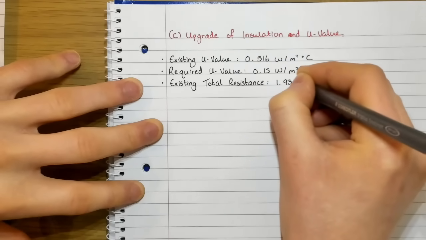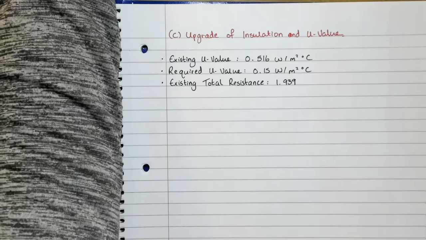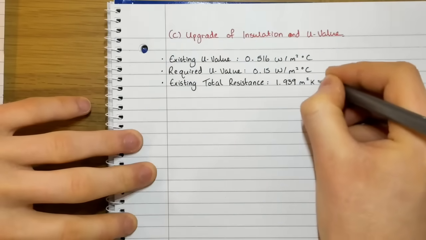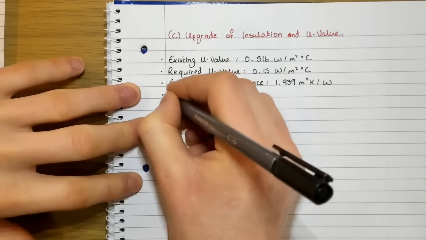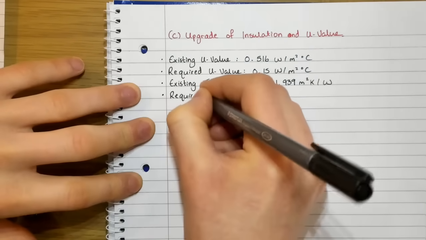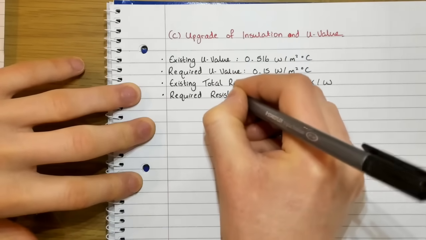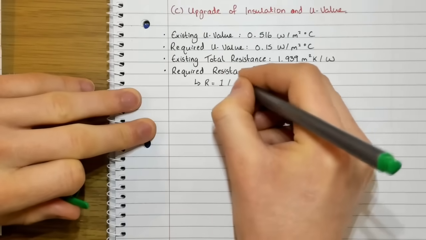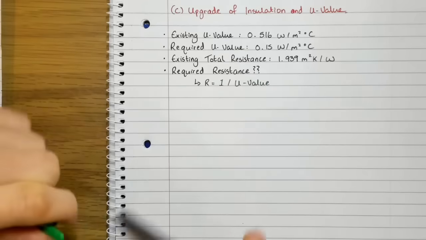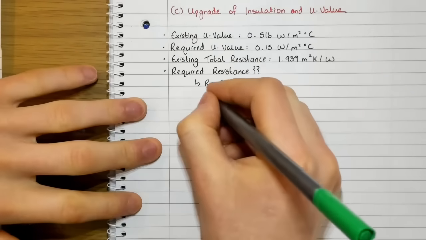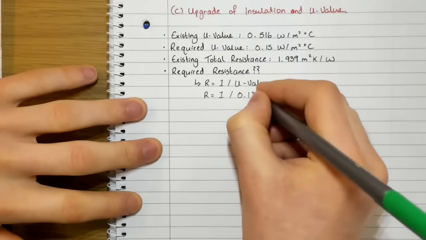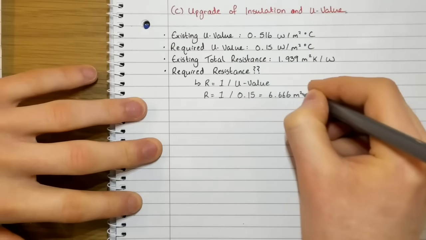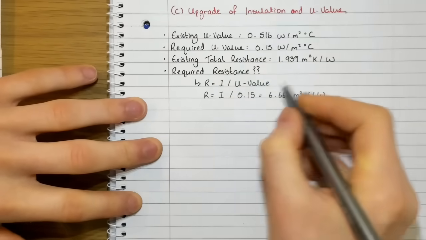Okay, so our existing resistance is 1.939. Now what we need to do is find out what the resistance of our new wall would be with a U value of 0.15. In order to find out what our required resistance is, we can use the formula R equals 1 over the U value. Now we know our new U value is 0.15, so if we divide 1 by that, we get our required resistance.